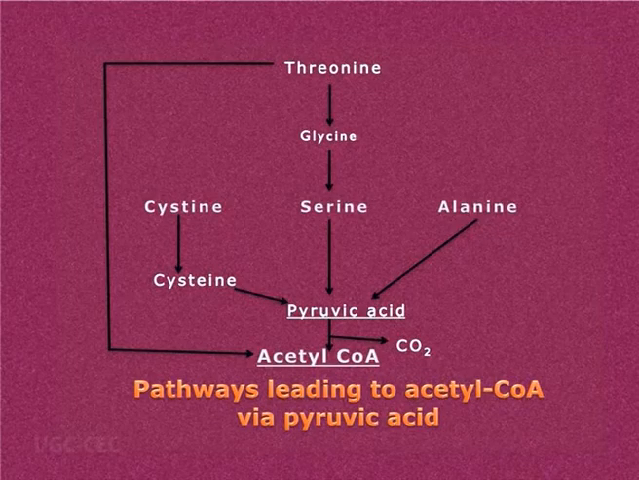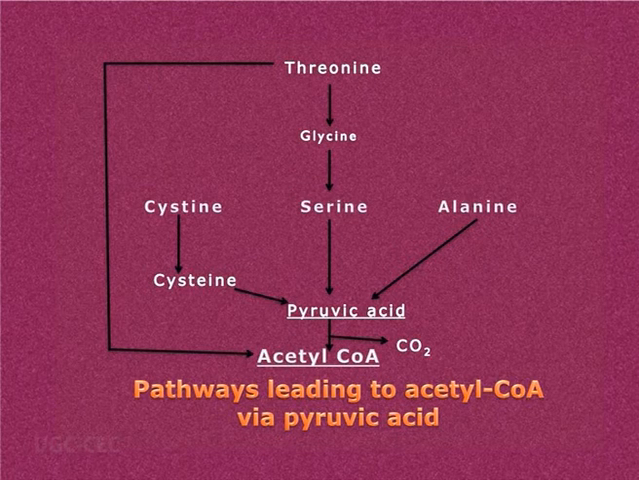Here we can see the different amino acids which enter the TCA cycle via pyruvic acid, which is then decarboxylated to form acetyl-CoA, which ultimately enters the TCA cycle. After entering the TCA cycle, through the intermediacy of electron transport and oxidative phosphorylation, it is ultimately converted to carbon dioxide and water, and the free energy is conserved in the form of ATP.